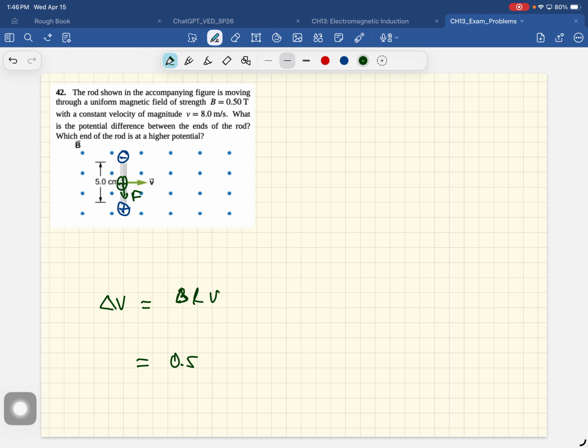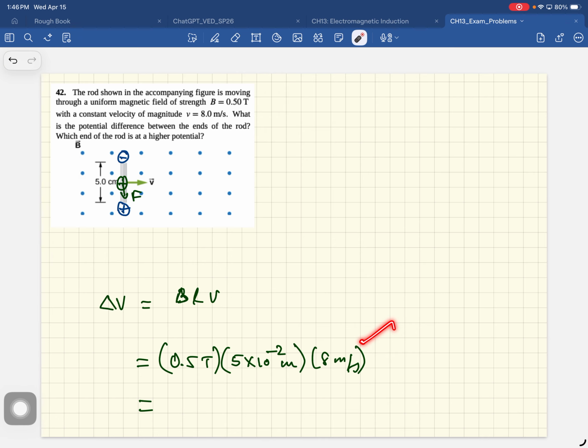Now, the electric field in the rod. As you move the rod, electrons have collected here. This end has become positive. There's an electric field like that. And how many charges collect? Till the electric force on each charge balances the magnetic force. So Q times E equals QVB. So the electric field is V times B.